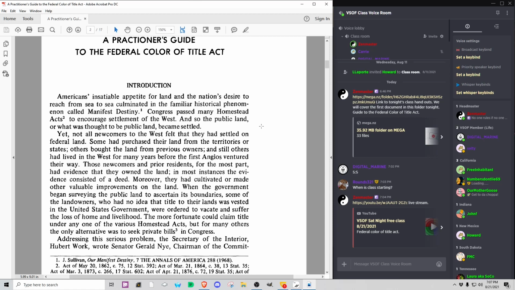Americans' insatiable appetite for land and the nation's desire to reach from sea to sea culminated in the familiar historical phenomenon called manifest destiny. Congress passed many homestead acts to encourage settlement of the West, and so public land, or what was thought to be public land, became settled. So the homestead acts came first. So that's just a historical note.